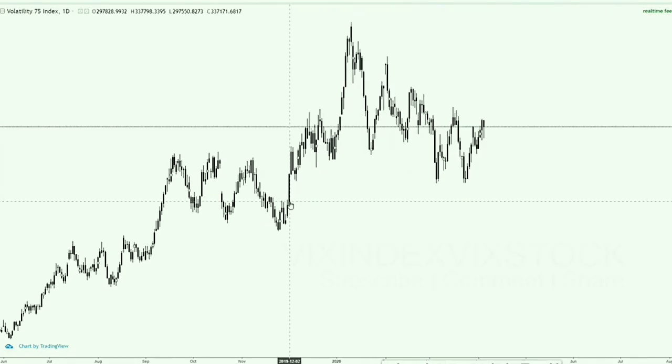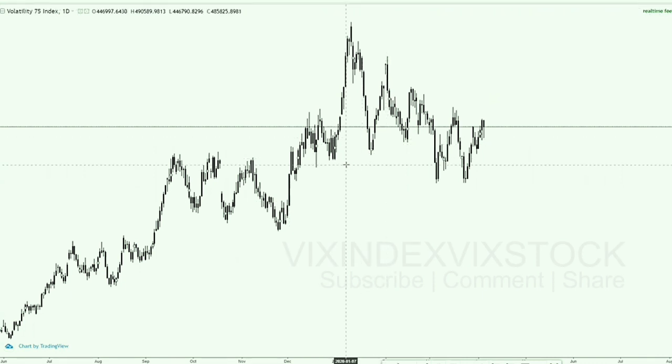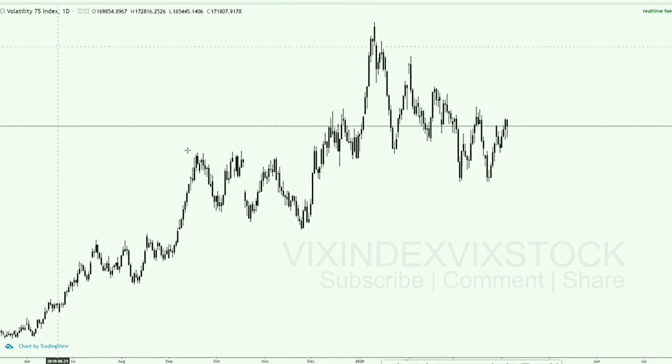So today we'll be looking at the volatility index. The volatility index is one of those pairs that are interesting to trade and very easy to trade. So what I'll be doing is explaining the movements and the top-down analysis on the volatility index. We will start off on the daily time frame, right?